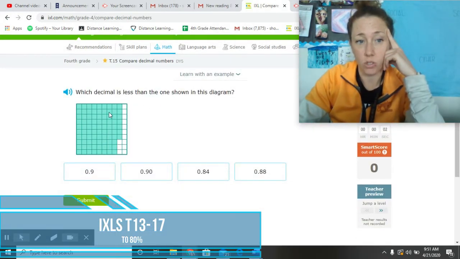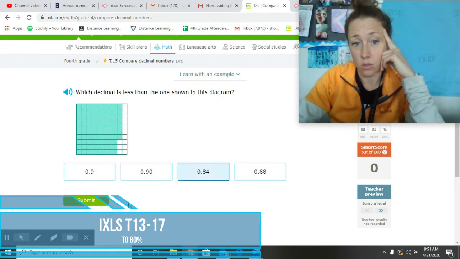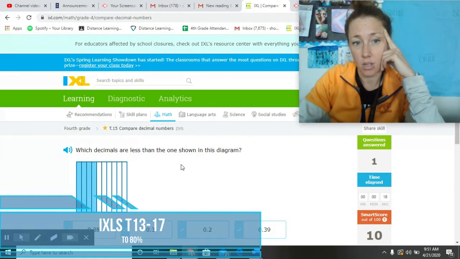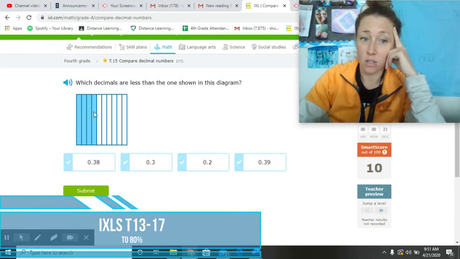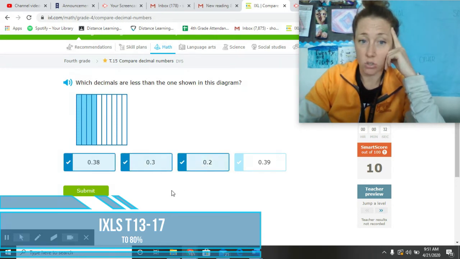So which is less than the one shown in this diagram? I'm going to figure this one out. So I have 10, 20, 30, 40, 50, 60, 70, 80, 81, 82, 83, 84, 85, 86, 87. So I want to find one that's less than 87/100. That one, obviously, right? Less than the one shown here. So I have 40/100 or 4/10. Which ones are less than 4/10? Well, 38's less than 4/10, right? Because I can make 40/100. 3/10 is less. 2/10 is less. All of those are less.